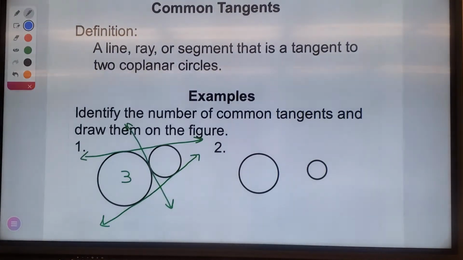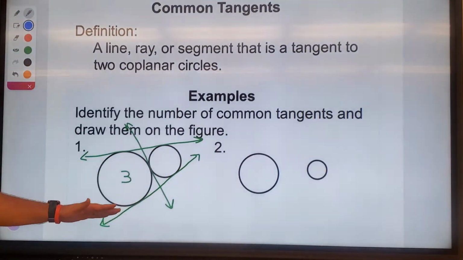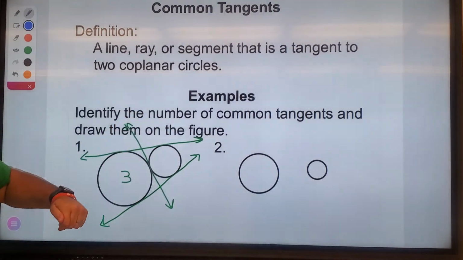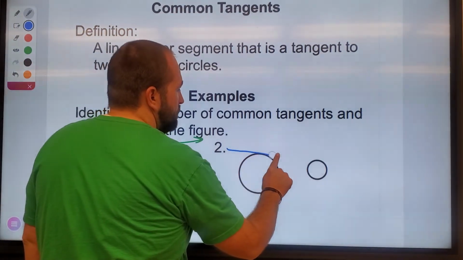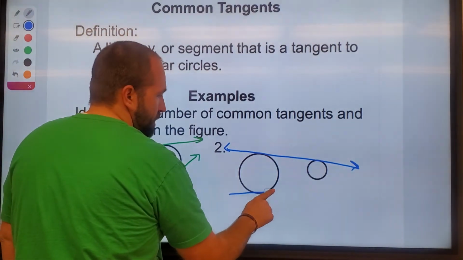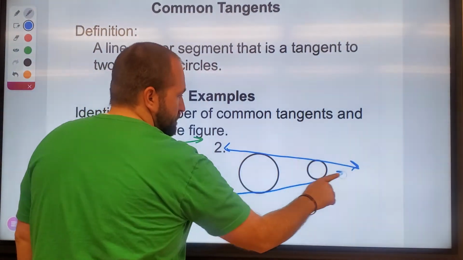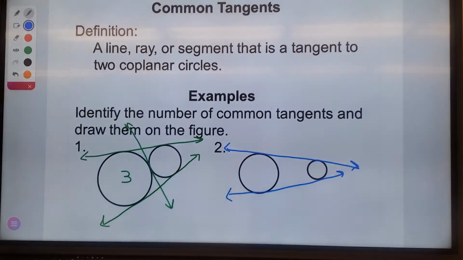With that in mind, number two, how many would I have? I have two circles now that are separated. They're not together. I only have four different possibilities as far as how I can draw these. The question is, how many do I have with this one? Similar to what I had here, I have the ability to draw one on top that touches both of them, and one on the bottom that touches both of them. Let's go ahead and just draw those. So I have this one. That's a good line. And I have this one. Then the question is, are there any more that I can do?